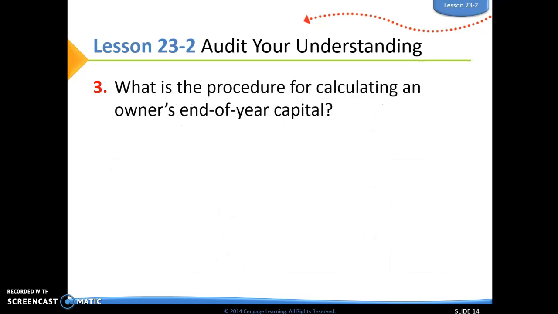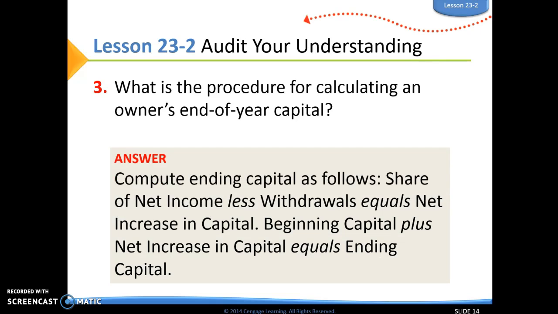Last question, number 3. What is the procedure for calculating an owner's end of the year capital? To compute the ending capital, we would take our share of net income less withdrawals, and that's going to equal the net increase in capital. Then we would take the beginning capital plus the net increase in capital. That would equal then the ending capital.